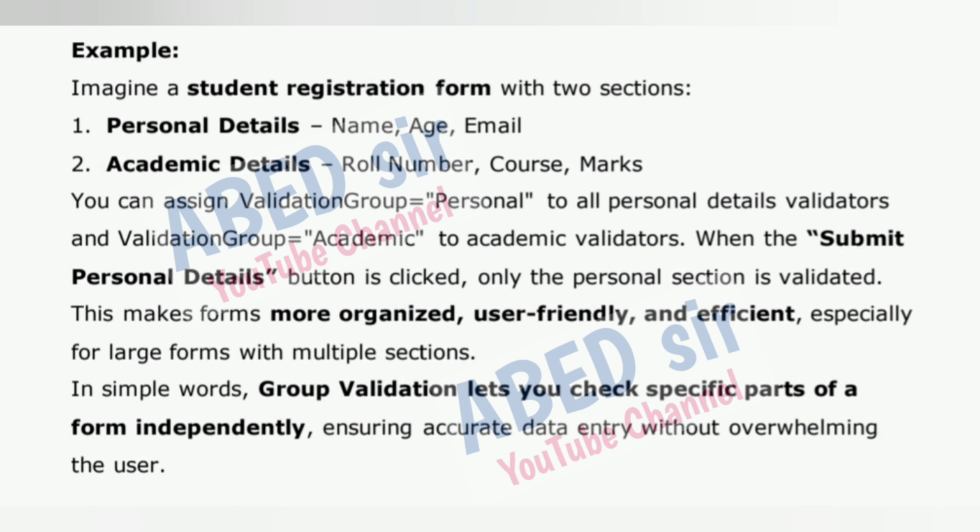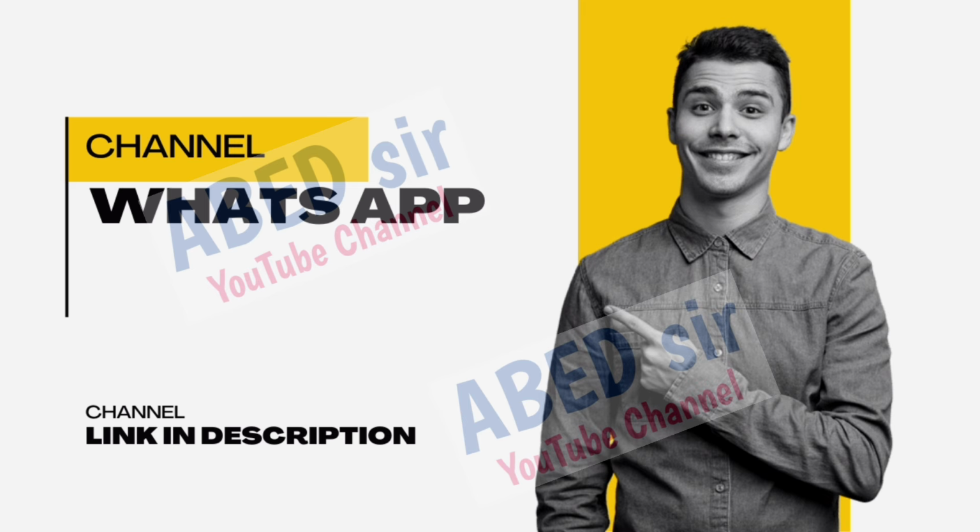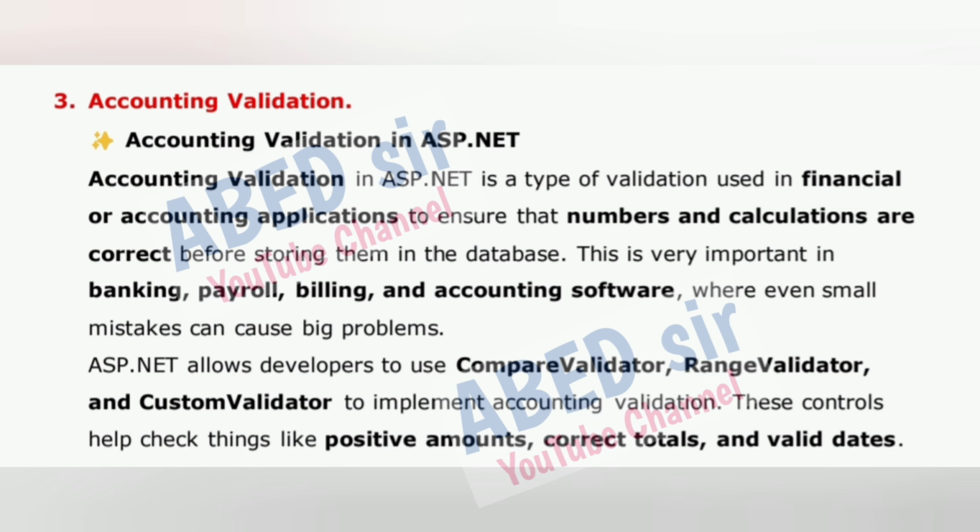In simple words, group validation lets you check specific parts of a form independently, ensuring accurate data entry without overwhelming the user. Next important short question is 3. Accounting validation in ASP.NET. Accounting validation in ASP.NET is a type of validation used in financial or accounting applications to ensure that numbers and calculations are correct before storing them in the database.